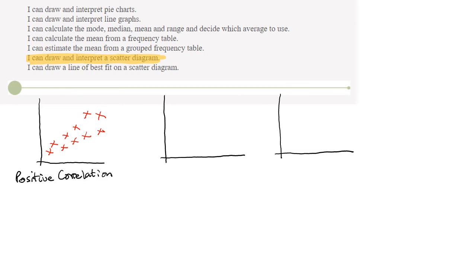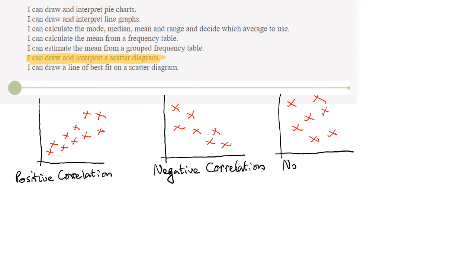If our crosses generally go down in a downward direction like this, this is what we call a negative correlation. And if the x's are scattered everywhere, I suppose that's why it's called a scatter diagram, and there's no upward or downward trend, we say that there is no correlation.